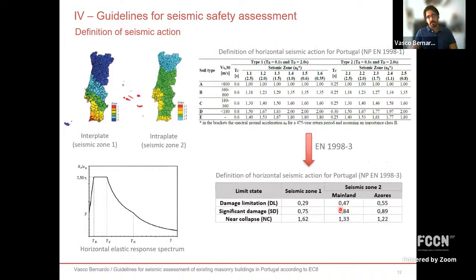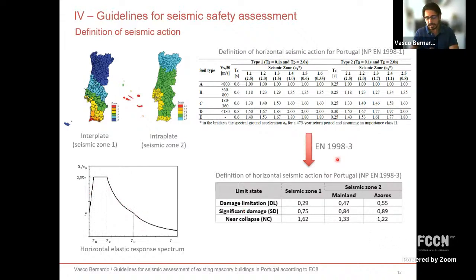The seismic action in Portugal is prescribed in the Portuguese annex of the current version of the Eurocode 8 part 1. The interplate seismic scenario is divided into 6 seismic zones, while the intraplate is divided into 5 seismic zones. As you can see, the seismicity decreases from the south to the north of Portugal. This is the homothetic spectrum that is used in the Eurocode 8 part 1. For the particular case of Portugal and for a 475 years return period, and for the different soils and seismic zones, we can compute this spectrum by using these key points for the periods that we can see in this graph.